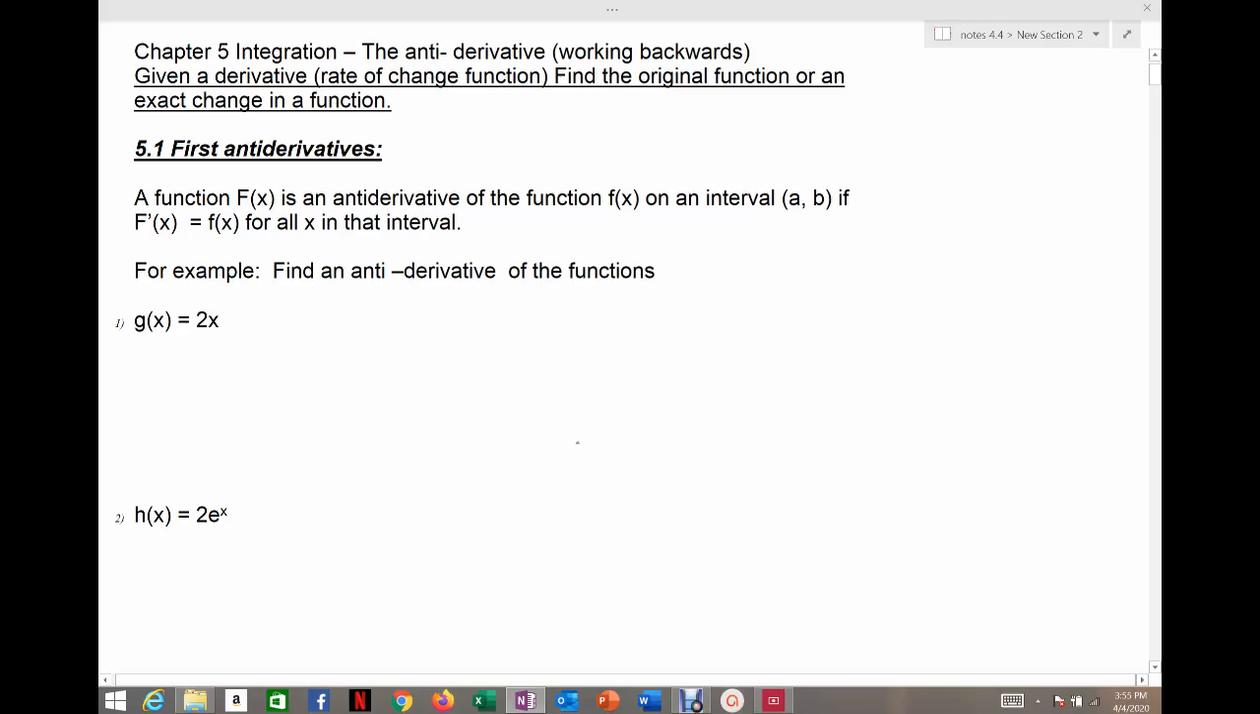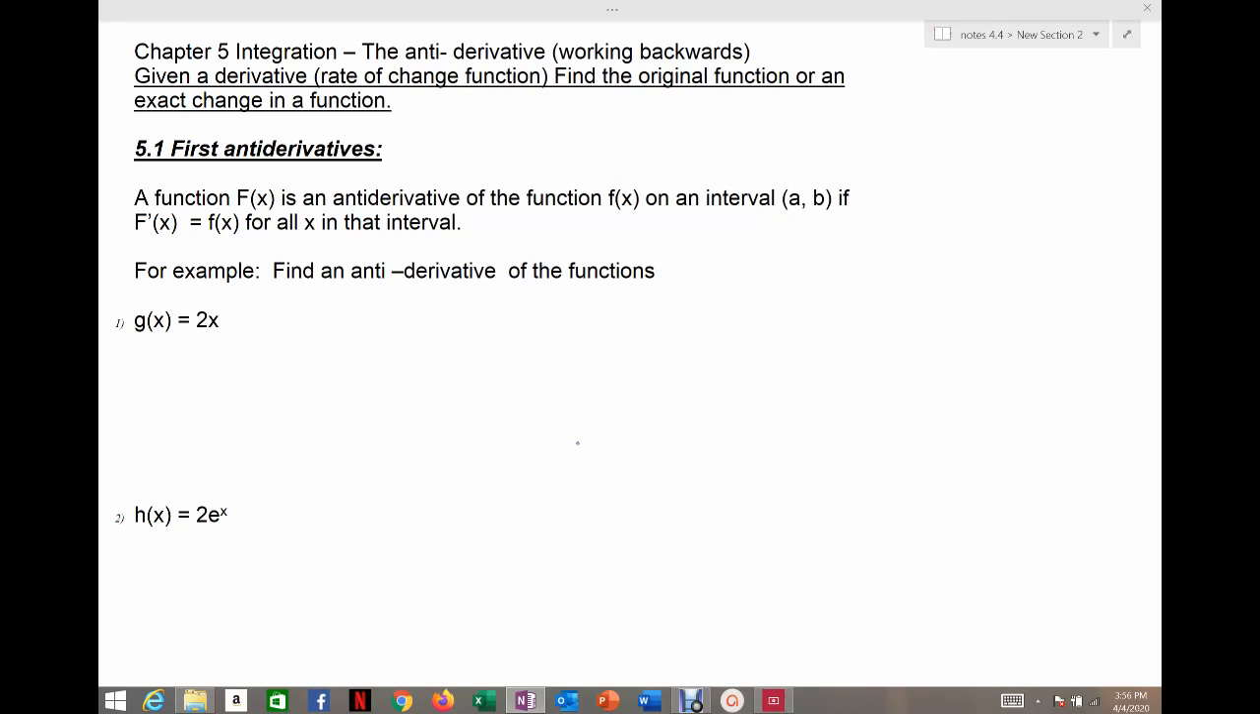Alright, this is the last section we're going to cover in this class. This is the last set of material, and so we are going back to Chapter 5, which is on integration, which is just a fancy term for finding the antiderivative. And it's literal. It's working backwards, given a derivative, a rate of change function.